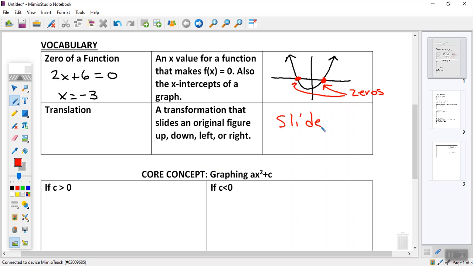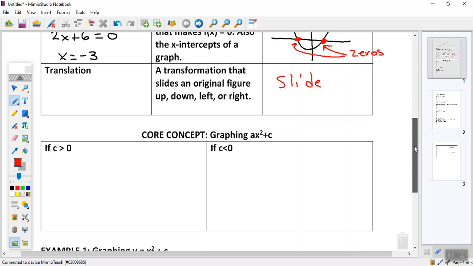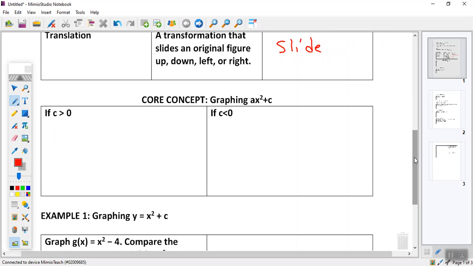Okay, core concept right here. Let's talk about graphing ax squared plus c. In fact, let's pick a general function. Let's pick f of x equals 2x squared plus c. That's what we're going to work with: 2x squared plus a c value. Let's talk about what that c value does today, kids.